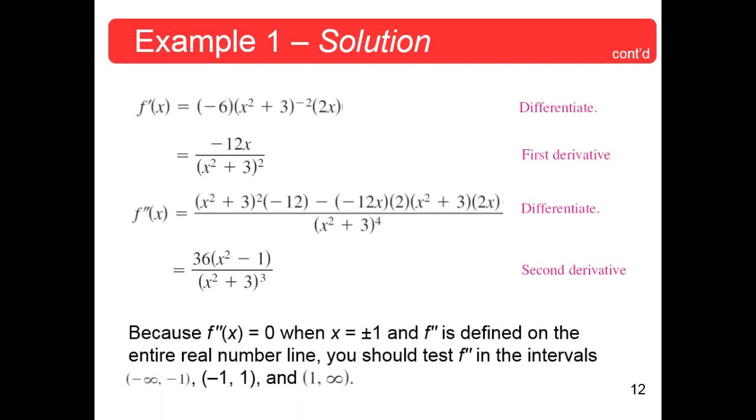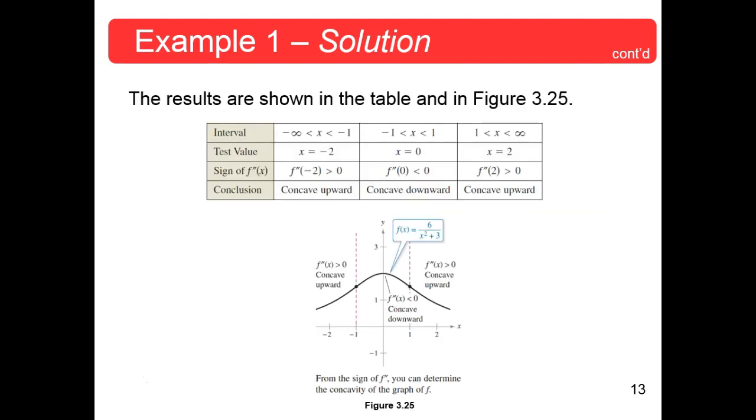And because f double prime is equal to 0 when x equals plus or minus 1, and f prime is defined on the entire real number line, they didn't say that until now, but it is, you should test f double prime. Oh no, that's f double prime, it's defined everywhere. In other words, it doesn't have any place it doesn't exist. Then you should test f double prime on the intervals from minus infinity to minus 1, minus 1 to 1, and 1 to positive infinity, which is exactly what we did.